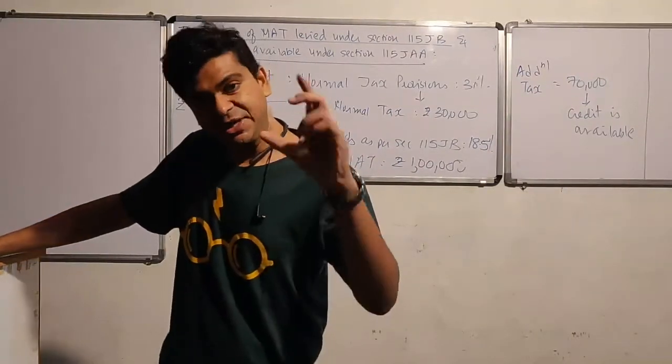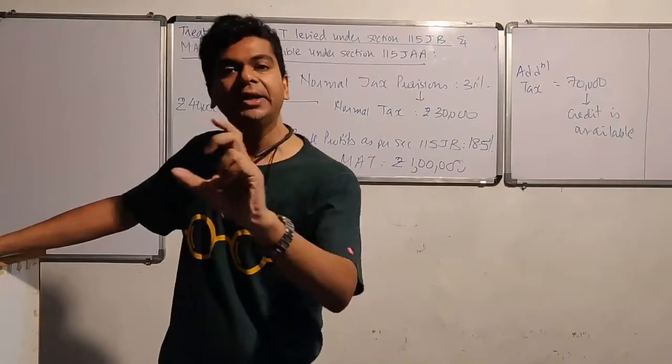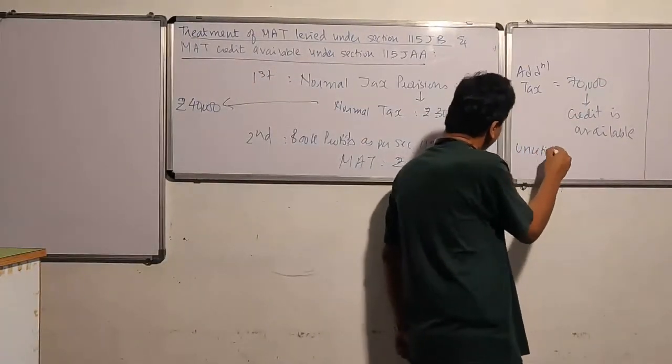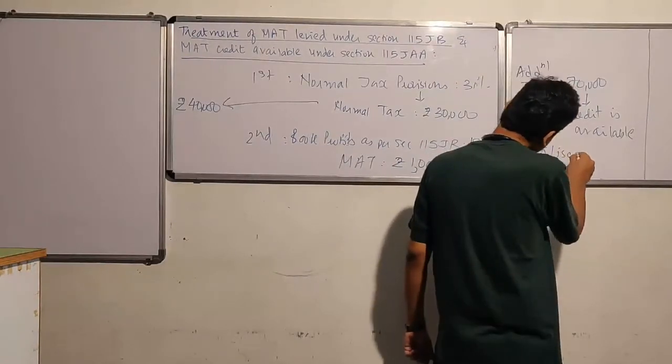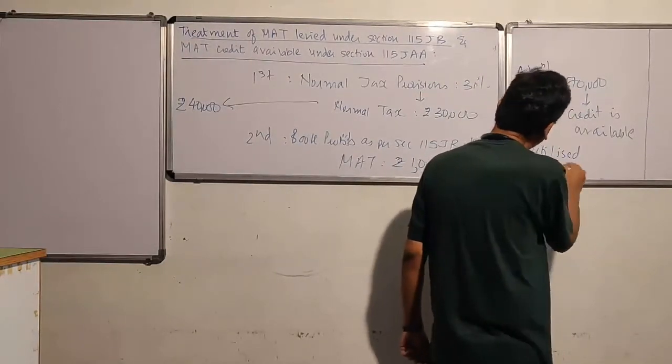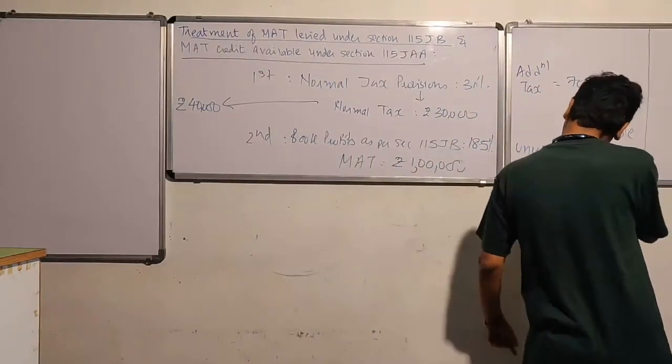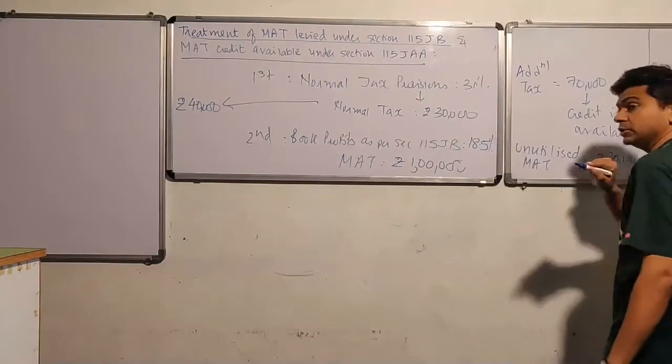Not only that, there is an unutilized MAT credit over here. So I will have an unutilized MAT credit. What is the unutilized MAT credit in our illustration? 40 will be adjusted with 70, so that turns out to be 30,000.